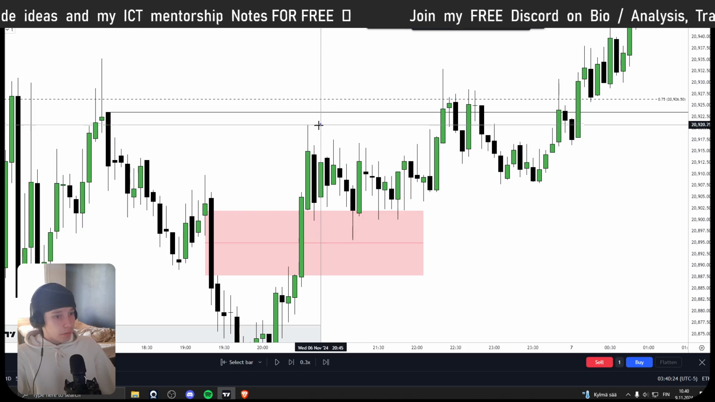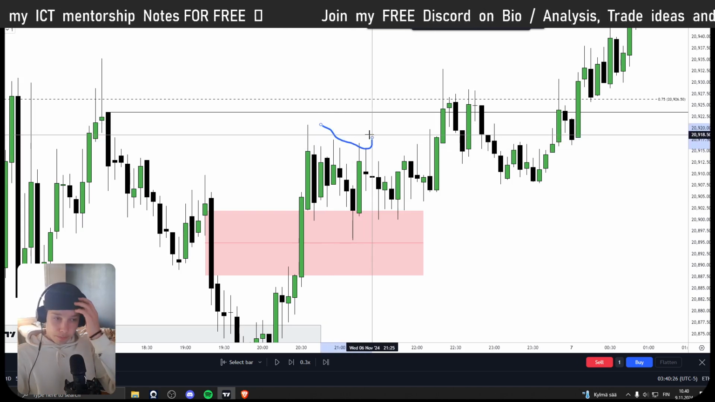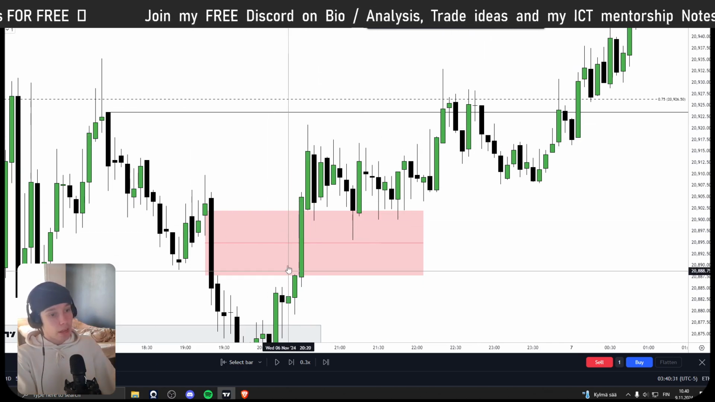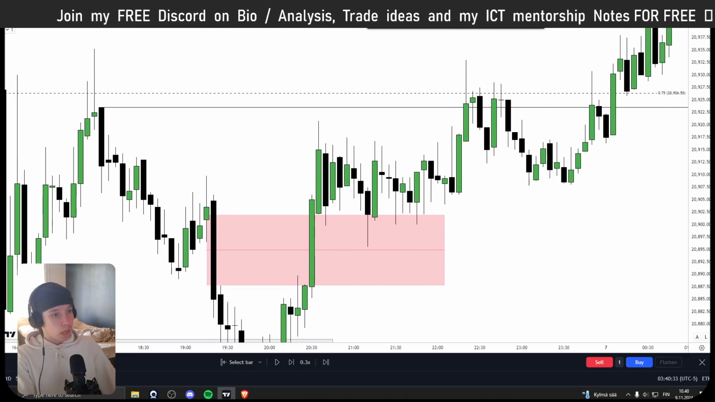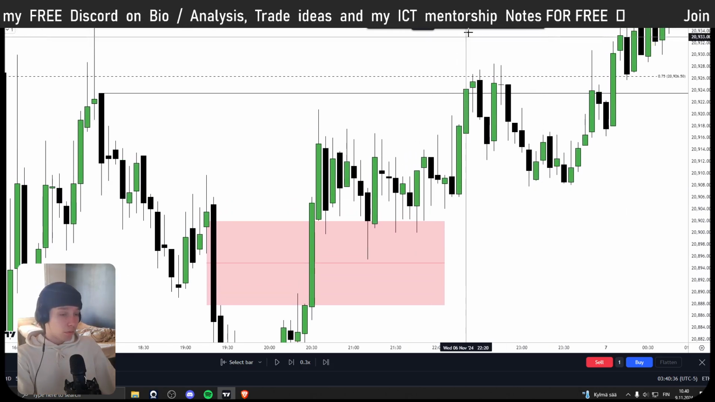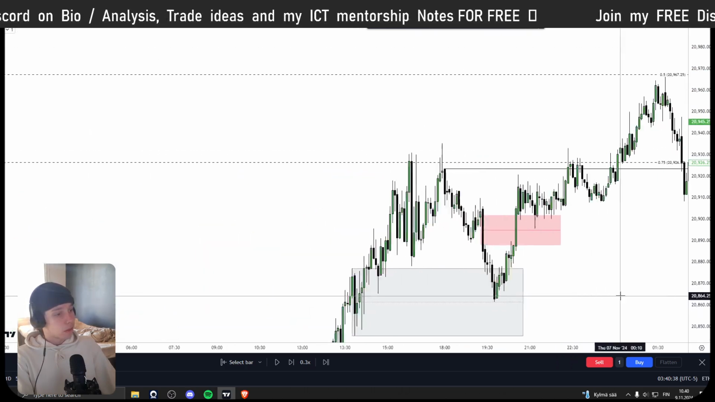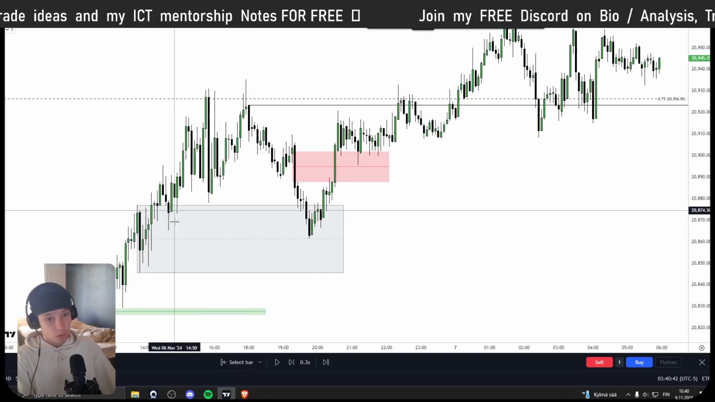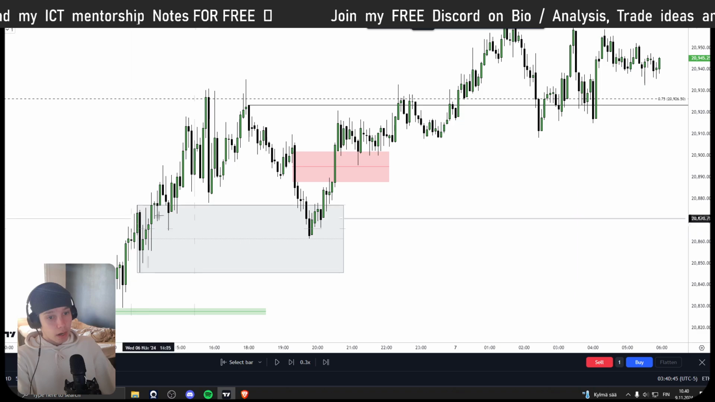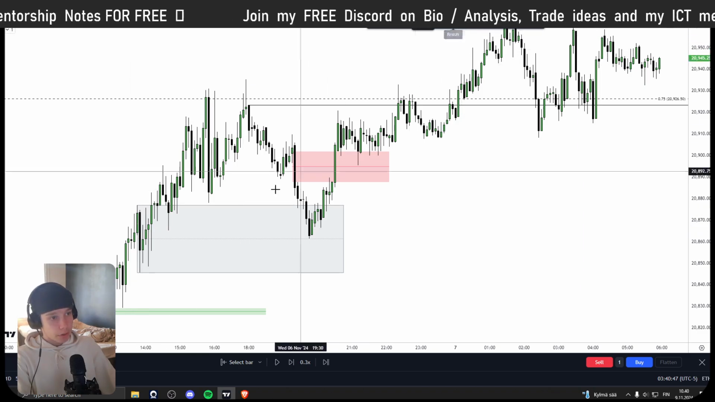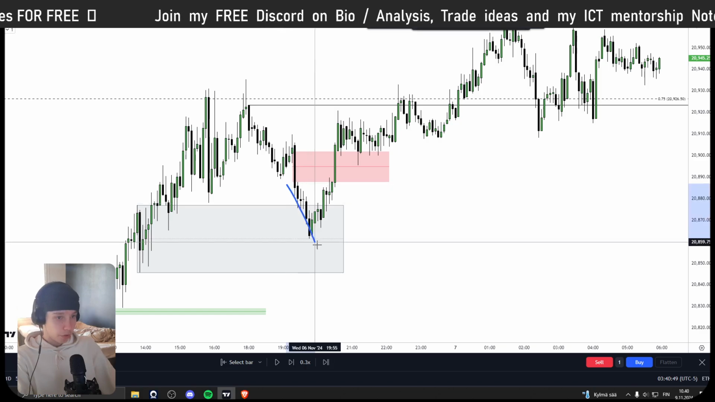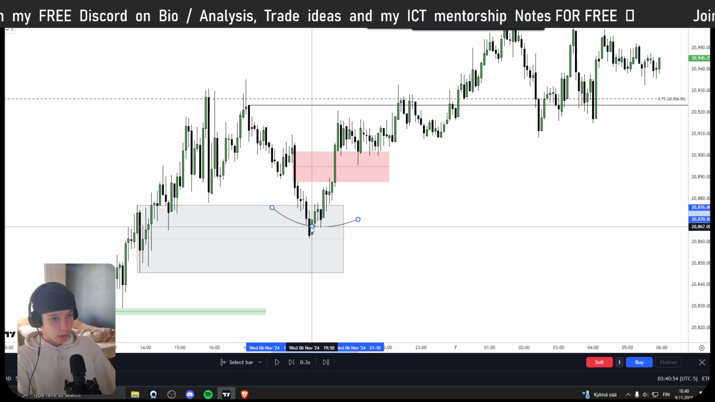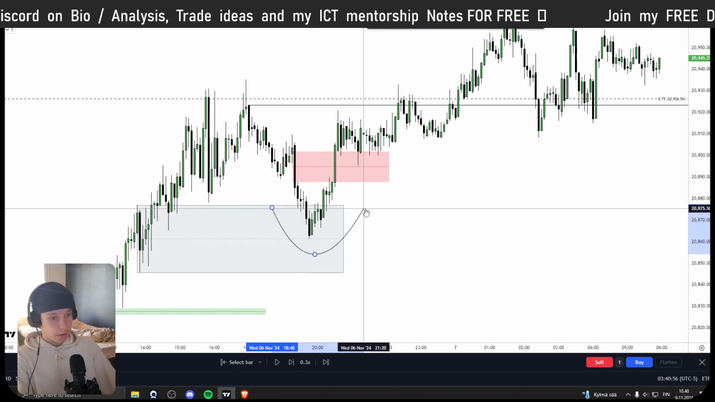Here price consolidates a little bit more, builds some buy side, reacts out of that balanced price range. One thing I like to notice a lot is market maker models, which in here work quite nicely. You got a BPR here, price reacts out of it. This is your smart money reversal, and this starts the market maker buy model.